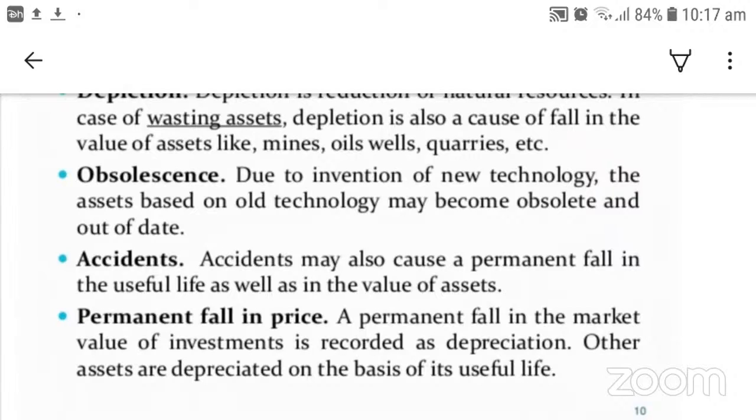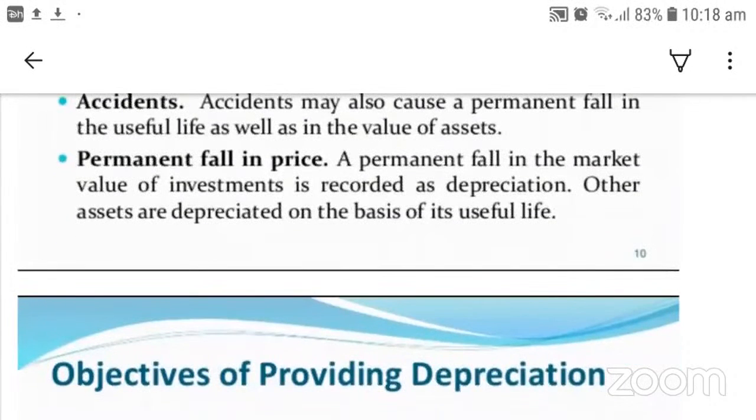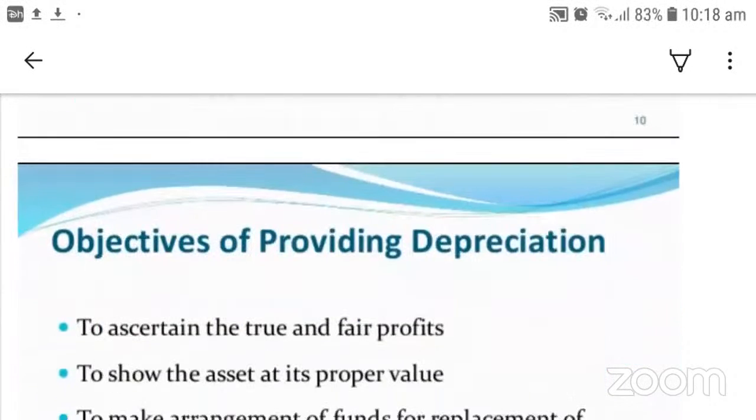A permanent fall in the market value of investment is recorded as depreciation. Other assets are depreciated on the basis of their useful life. Okay, permanent fall in the price. A permanent fall in the price value of investments is recorded as depreciation. Investments means shares. We will invest in shares. That value will be fluctuating. That is, the asset value will sometimes decrease. Other assets are also depreciated on the basis of useful life. We will predetermine the life of the asset.